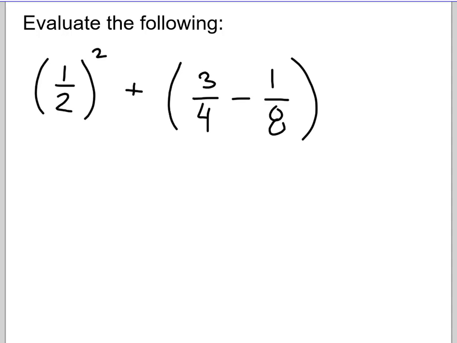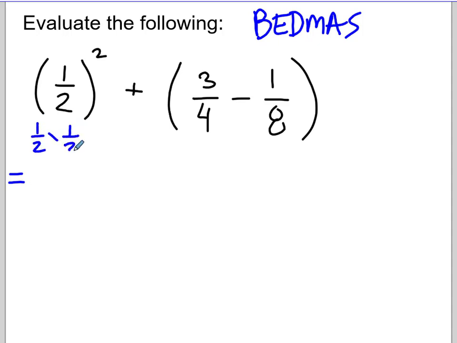Okay, evaluate the following. Oh boy, more BEDMAS. Okay, so as soon as I see brackets and exponents, I want to slow right down and make sure I do all the pieces in the right order. So 1/2 squared. I'm just going to write this up here. That's a half times a half. That's what that means. So a half times a half, that's a quarter.